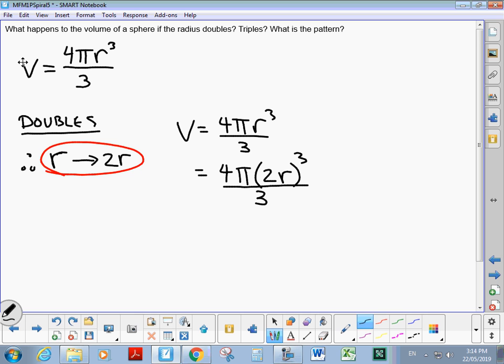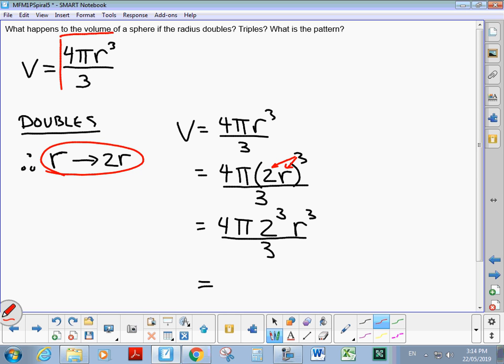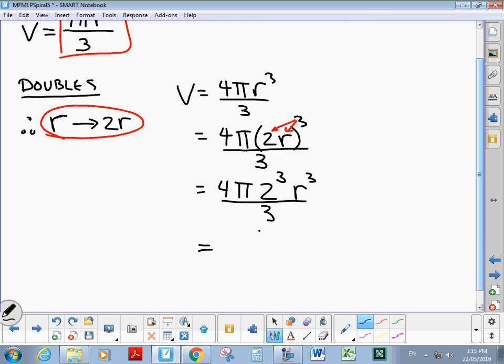So what happens with that? Well, we would cube everything inside. All right. So we would end up with 4 pi times 2 cubed times r cubed over 3. I'm going to pull out the normal stuff. And when I say normal stuff, I'm going to take this and keep it separate, so I'm going to put it inside brackets. So in brackets, I would have the 4. Here's the 4. Here's my pi. Here's my r cubed. And here's my 3.